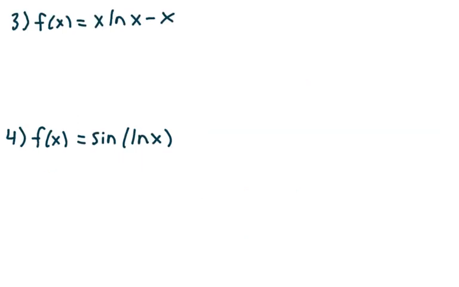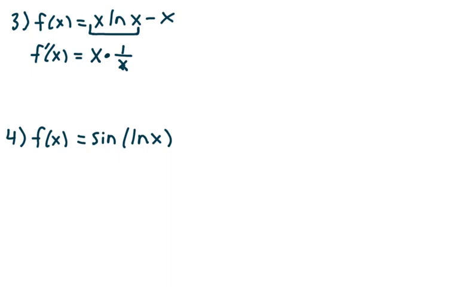Let's take a look at example 3. Suppose f of x is equal to x times the natural log of x minus x. And I want to find f prime of x. Well, to take the derivative of x times the natural log of x with respect to x, I need to apply the product rule. So I'm going to write down the first function, which is x. I'm going to multiply by the derivative of natural log of x with respect to x. Well, that's just 1 over x.